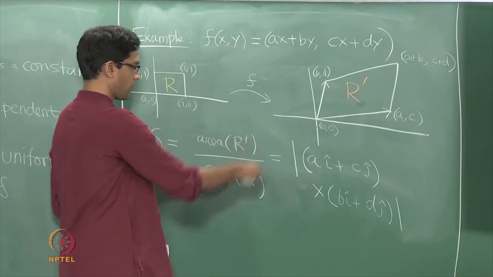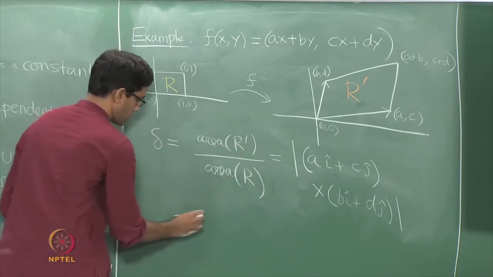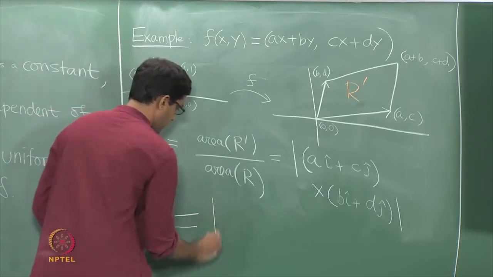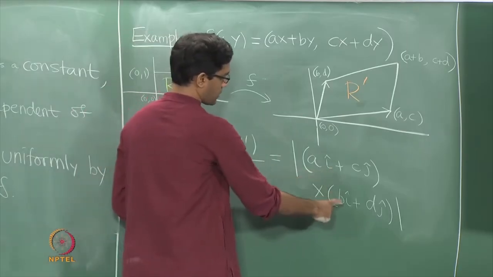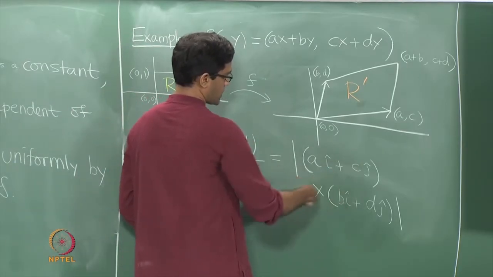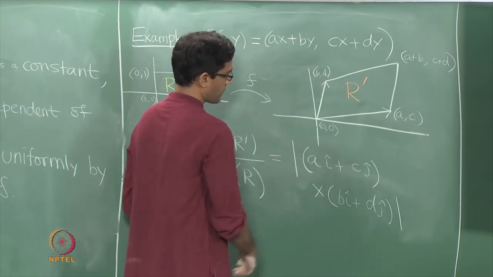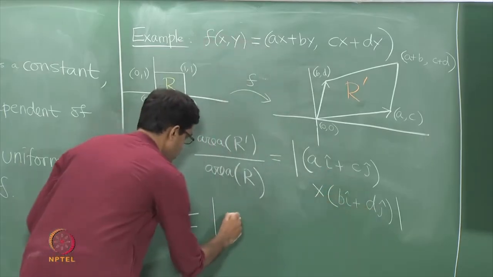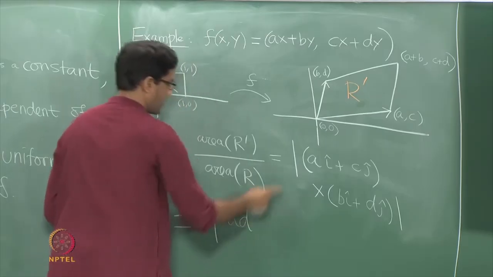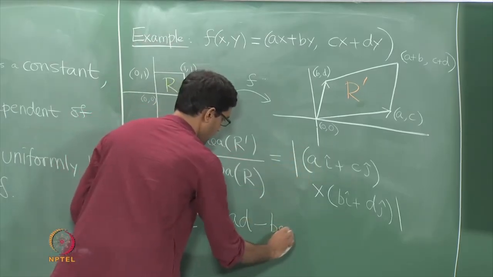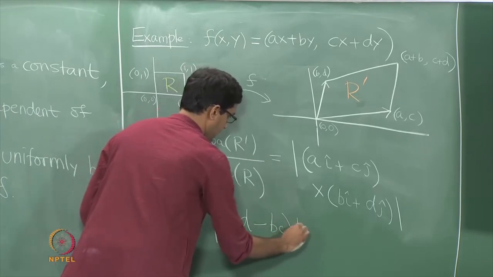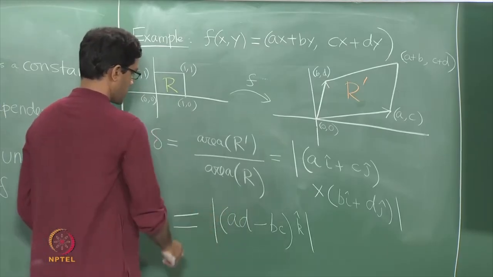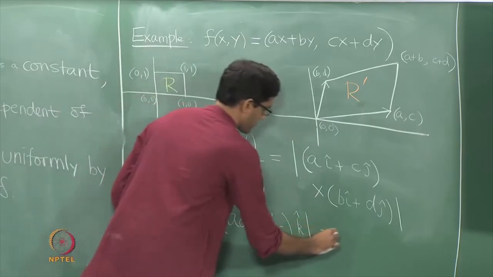And so here what you need is the definition of the cross product. If you actually just compute this cross product, here's what you will get. You need to expand this out completely, distributing it using the distributive law. i cross i is 0, i cross j is k, so this gives you ad times k, and the other term will give you minus bc times k. And k cap is just a unit vector along the z axis, so this final answer is just the absolute value of ad minus bc.